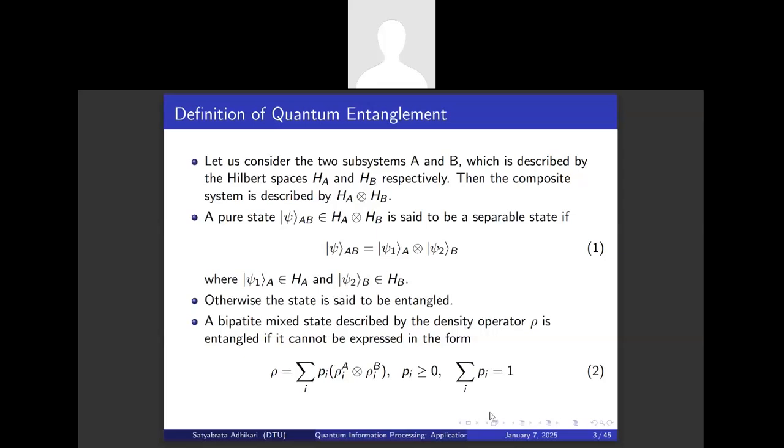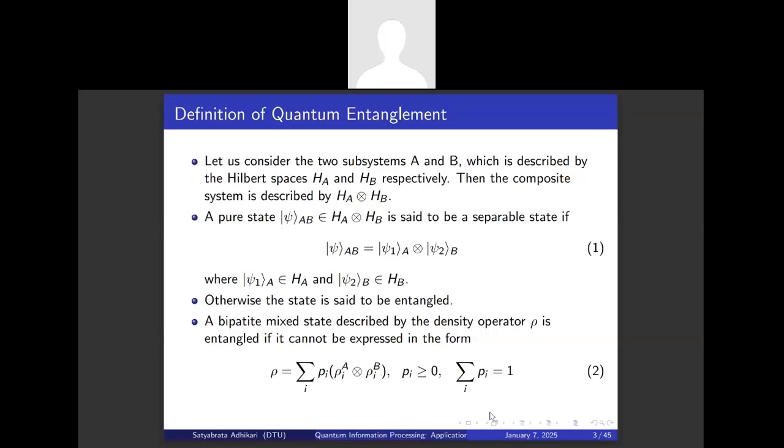If we consider the two subsystems A and B and combine them, then we have a composite system, and this composite system is described by the tensor product of the two Hilbert spaces, HA tensor HB. The quantum state may arise in two forms. It may appear in a pure state form, or in a mixed state form. So I am giving the definition of entanglement in both of these forms.